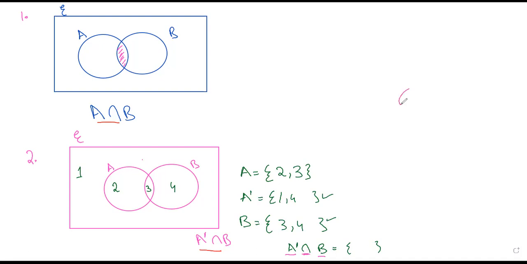This side is for intersection. So what is common in this set and this set? 4. Right, Amir? 4. Okay. And where is 4? Where is 4 in the set? Here is 4. So this would be the answer.